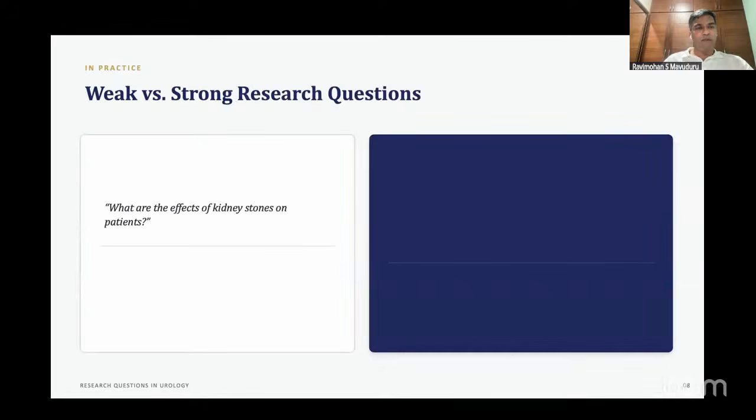Now, let's take an example. This question: what are the effects of kidney stone on patients? Here you can see it doesn't have any defined population. It has a vague outcome, effects. There is no comparison group, and it is impossible to fully answer. So obviously, it's a weak question.